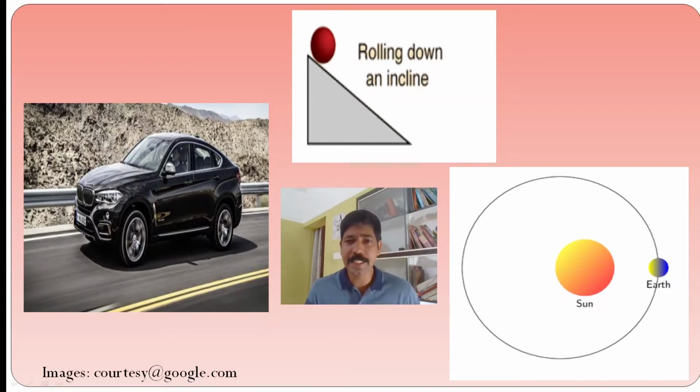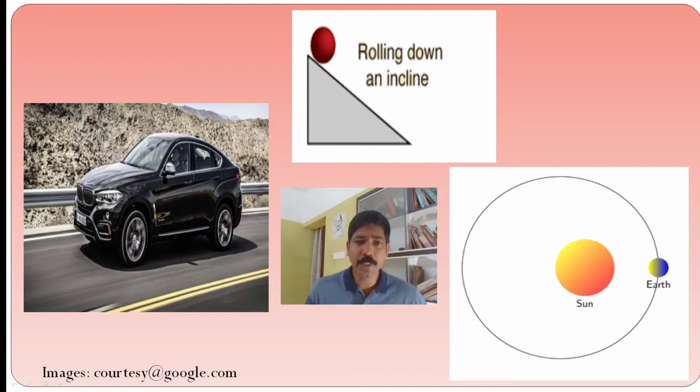And you can see a third example: Earth revolving around the sun. At the same time, Earth is spinning about its axis also. It also includes both translation and rotation.